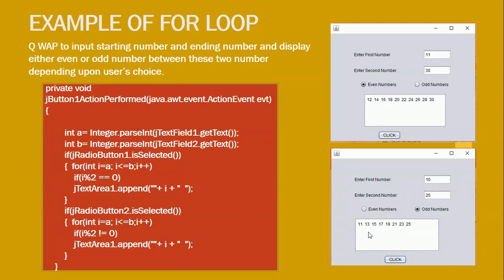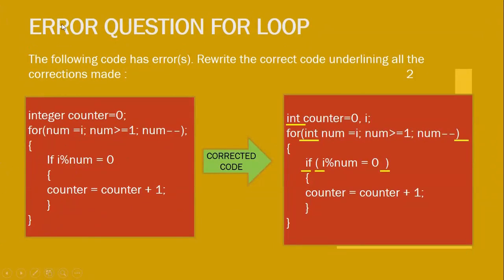Otherwise, it is not written on the j text area 1. So I hope you have understood this program. Then the next is error question for loop. So let us do some error questions.